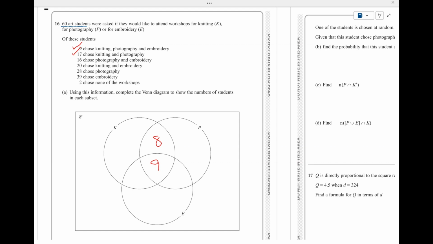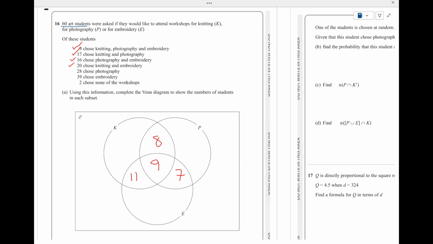16 chose photography and embroidery. So again, I'm not going to write 16 there. I'm going to write 7 here. 20 chose knitting and embroidery. So that's 11 who chose just knitting and embroidery, and another 9 who chose knitting and embroidery and also photography.